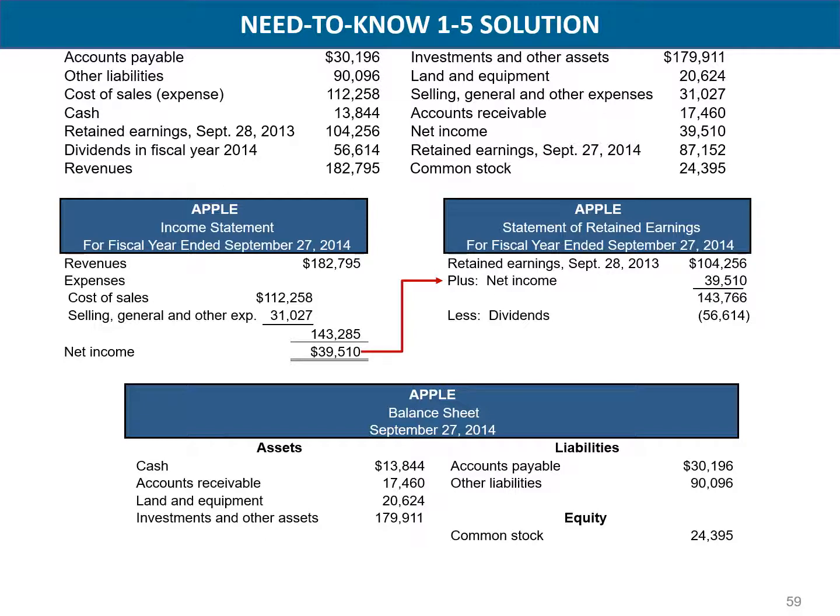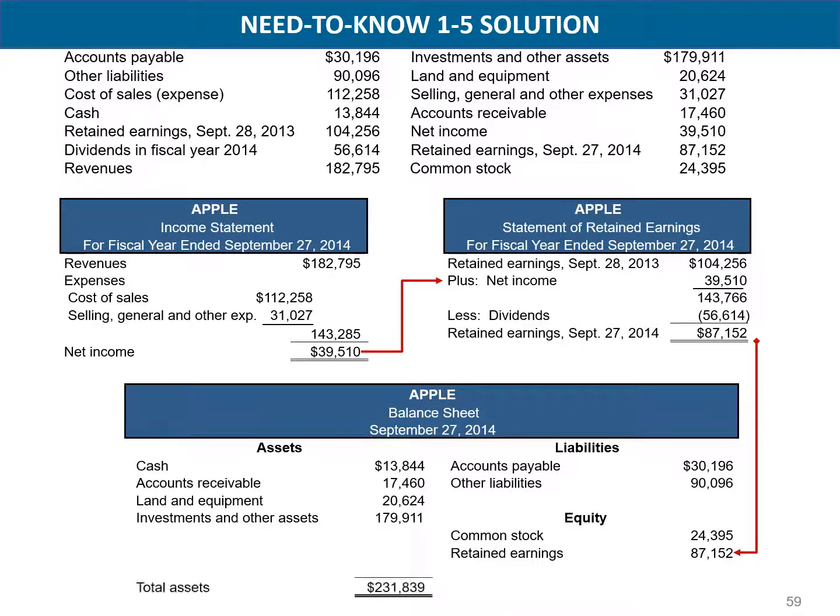So we have retained earnings beginning of 104 plus net income of 39,510 for a total of 143,766 less our dividends equals ending retained earnings of 87,152. And that ending retained earnings flows down here to our balance sheet. So we have total assets of 231,839, total liabilities of 120,292, total equity of 111,547 for a total of 231,839. Our balance sheet is in balance, so we know we've done that correctly.